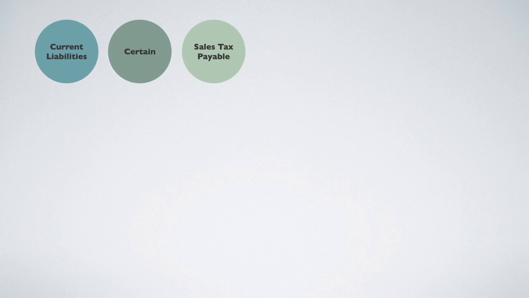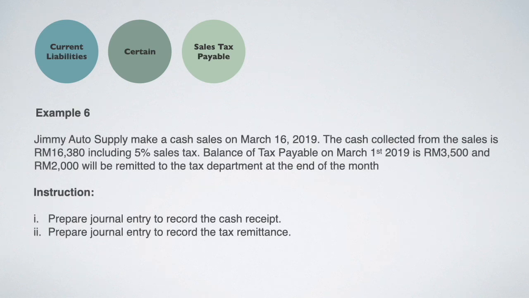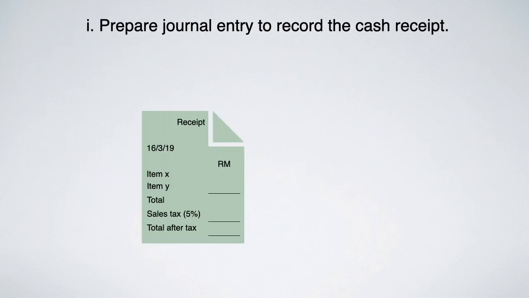Okay, tarik nafas. We move to the new one. Okay, this one quite new for you. This is an example for sales tax payable. Okay, as you can see in this question, dia kata Jima Auto or Supply ni, maybe dia jual motor RM16,300, dia dapat duit RM16,380. Okay, cerita dia macam ni. Dia jual barang, alih-alih tiba-tiba dia dapat duit, dia keluarkan resit, dia dapat duit RM16,380.